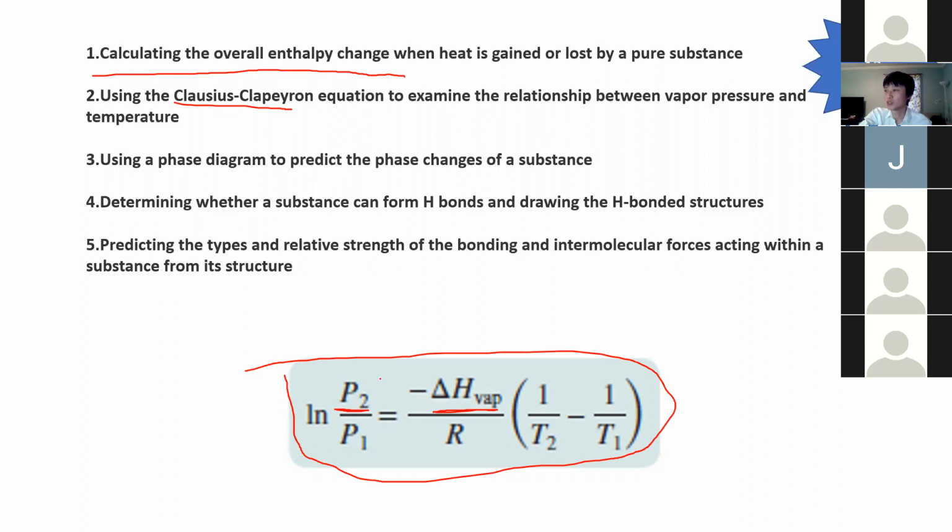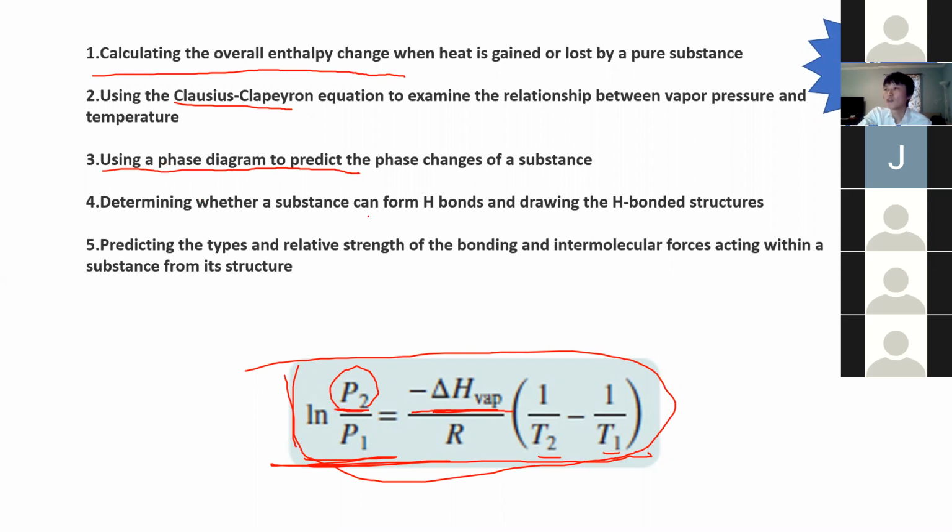So this is what we do in the lab. If you know 2 different temperatures and the heat of vaporization, you can predict the vapor pressure at another temperature. If you see any problem asking this, you can use this equation. If you know 4 of them, you can calculate the other one. And also know how to read a phase diagram. We're going to do an example later.